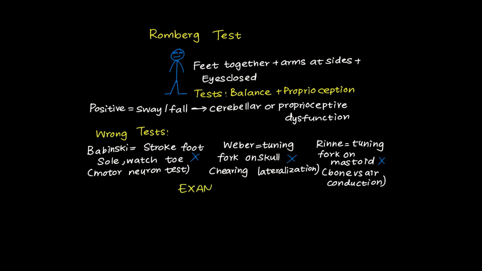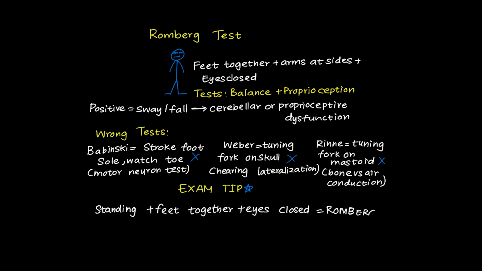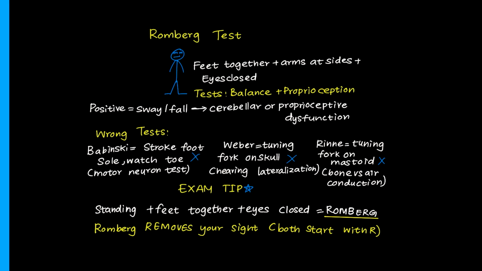Here's a WGU D443 OA exam tip for you. Stand with feet together and eyes closed equals Romberg. If it involves standing and closing eyes, the answer is Romberg every time. Quick recall hook: Romberg removes your sight. Eyes closed, balance tested. Remove starts with R, Romberg starts with R.